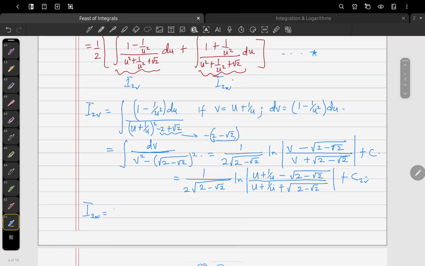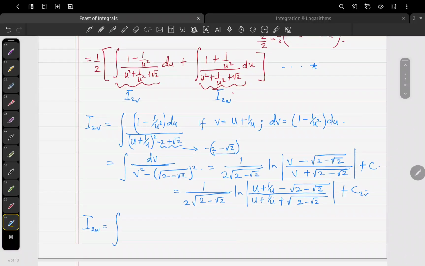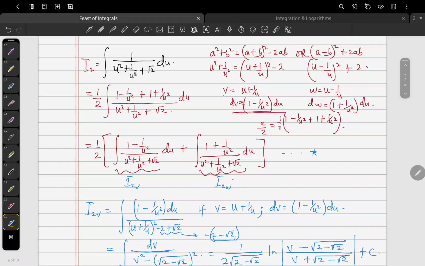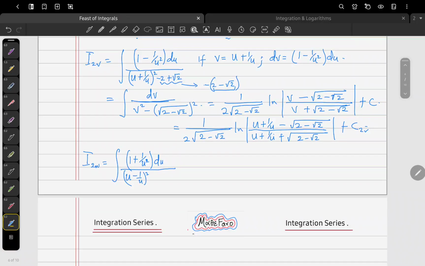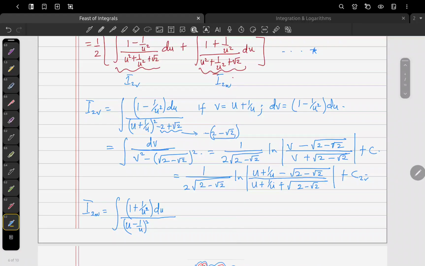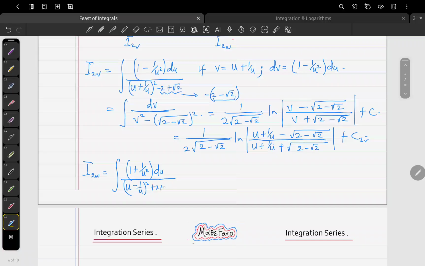I2w is equal to the integral of 1 plus 1 over u squared du over, so since I'm using the w now, I'm going to use u minus 1 over u squared plus 2. U minus 1 over u squared, where is it? Plus 2 plus root 2, which is exactly the same thing.